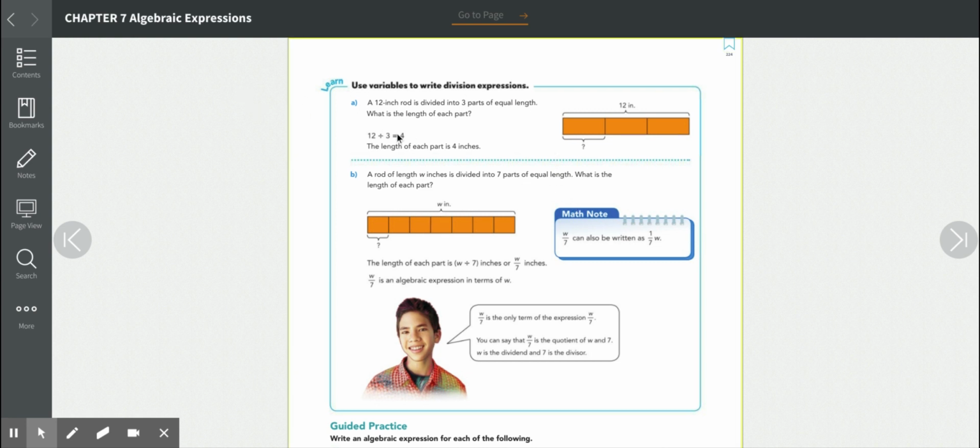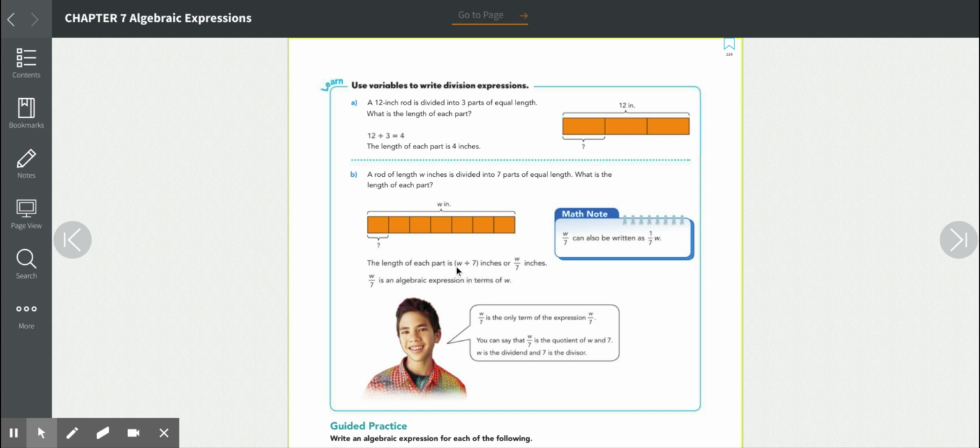All right, so we have one more. We're going to do this with division now. If I have a 12-inch rod that's divided into 3 parts of equal length, I want to know the length of each part. I'm just going to take 12 and divide it by 3. That gives us 4, right? We know division. Now if I want to do it with variables, a rod of length w inches is divided into 7 parts of equal length. So we're going to do w divided by 7 is the length of each part.